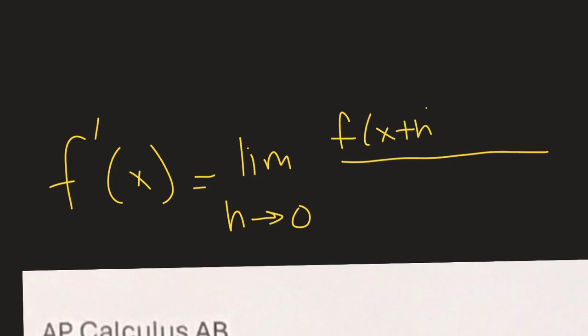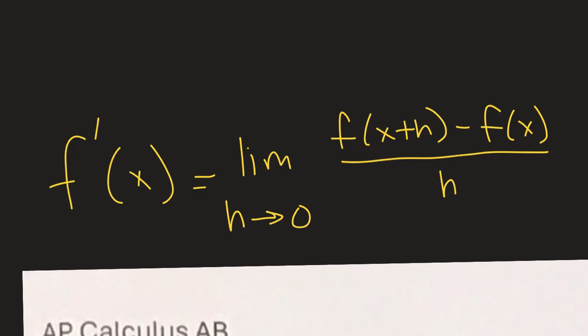So the definition says that we're taking the limit as some random variable goes to 0 of the function, which is f of x plus h minus the function itself, over h. This is the form for the definition of a derivative. F prime, the derivative, equals the limit. So we have two values. We have the x value and we have the h.